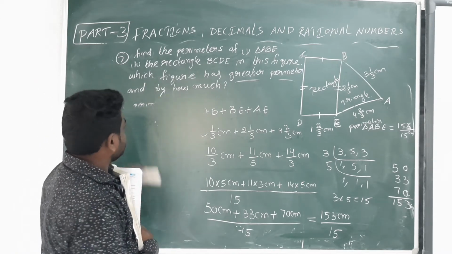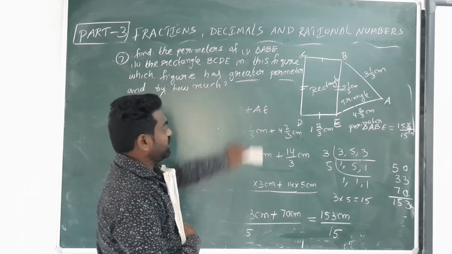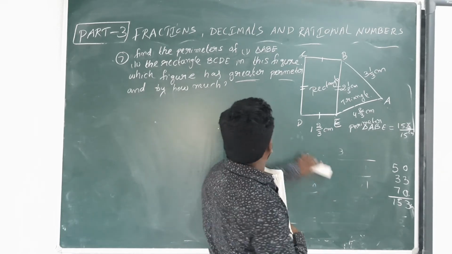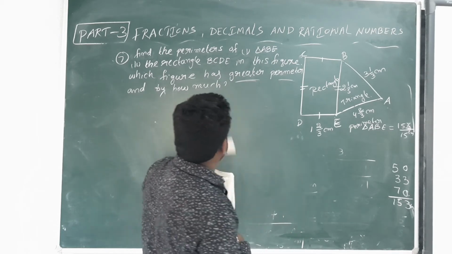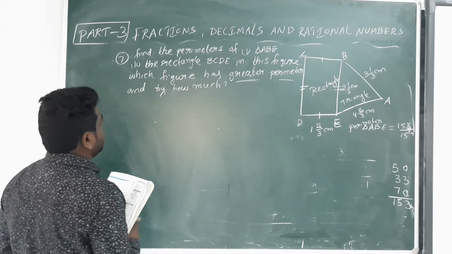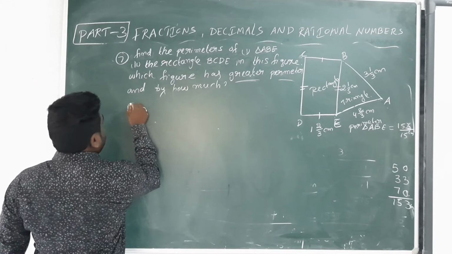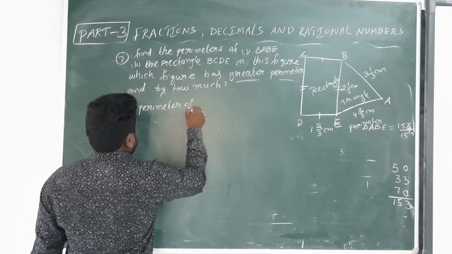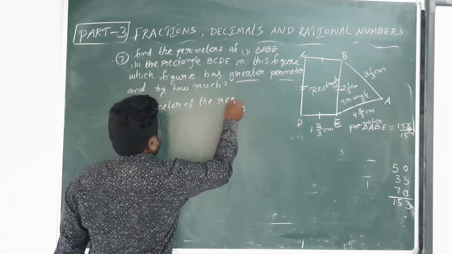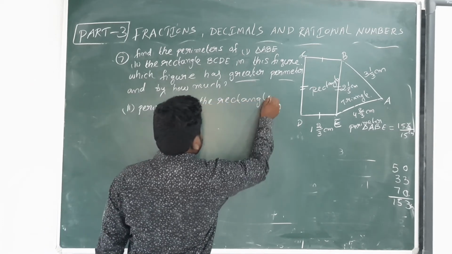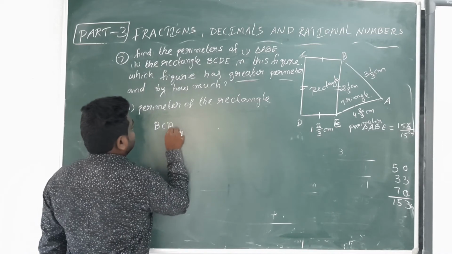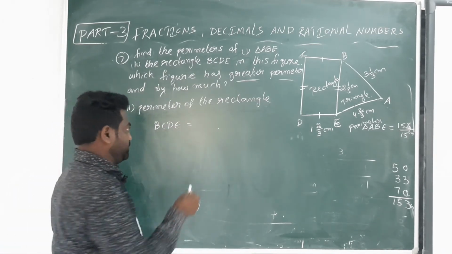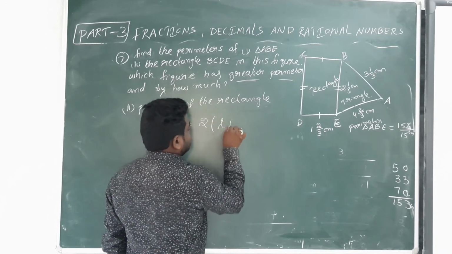Next, the perimeter of the rectangle BCDE. Second one, perimeter of the rectangle BCDE equals the perimeter of the rectangle formula: 2 into (L plus B).